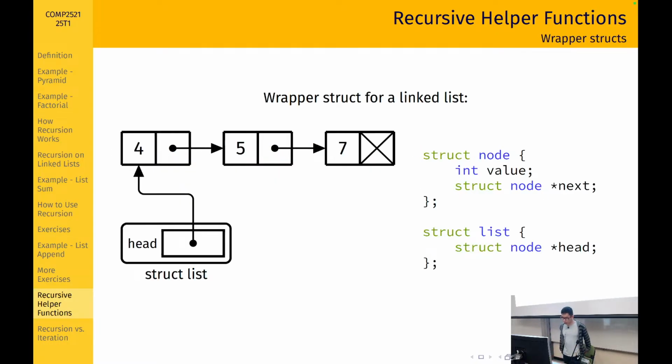For one, this is an example of a linked list that uses a wrapper struct. In a typical linked list, we have nodes that contain values and next pointers, but often in this course, how we represent lists is we have a struct that contains a pointer to the first node of the list.